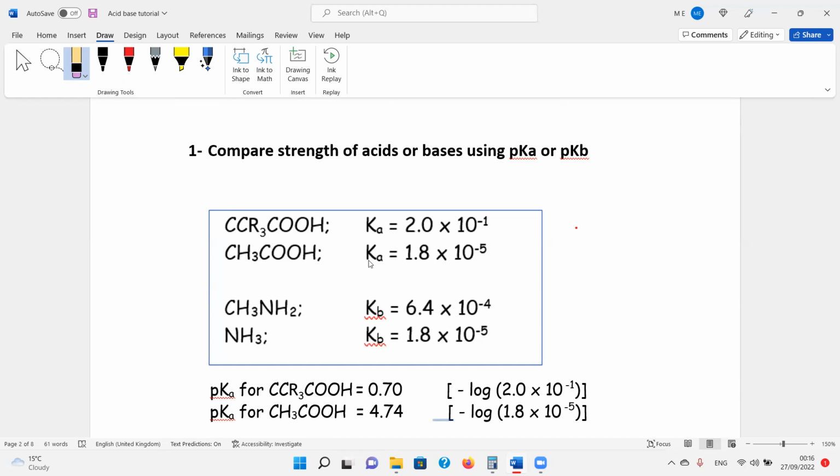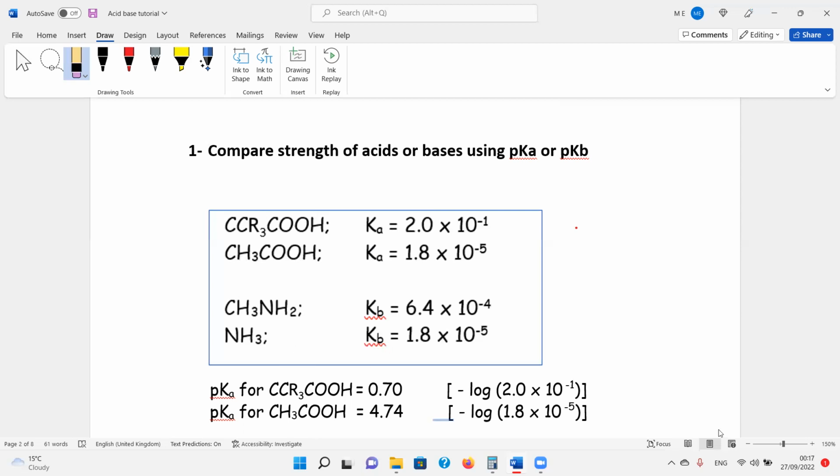Okay, so here, if we want to look at these two acids, here we have a value of Ka, and here we have a value of Ka. This value of Ka is 2 times 10 to the power of -1, and here it's 1.8 times 10 to the power of -5. So obviously this value is bigger than this value. That means more hydrogen ion goes into the solution from this acid as compared to this one. Only a small amount of this acid dissociates as compared to the other one.